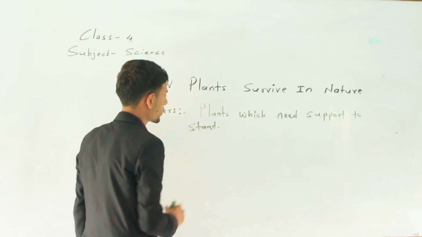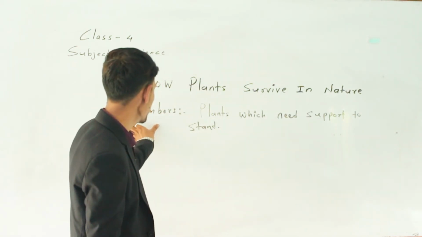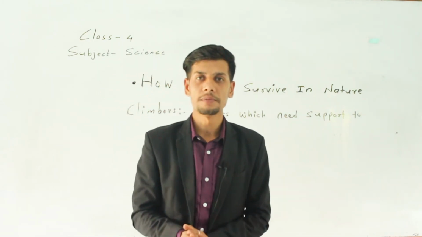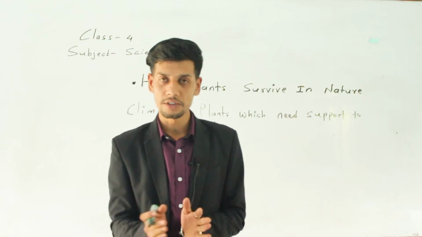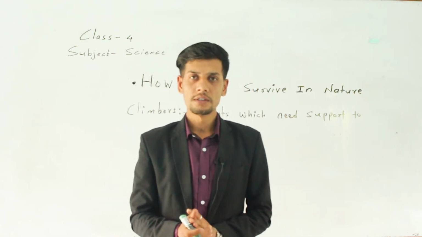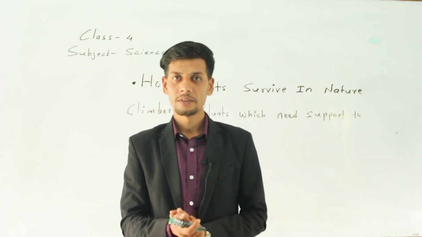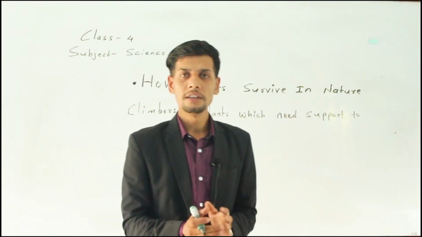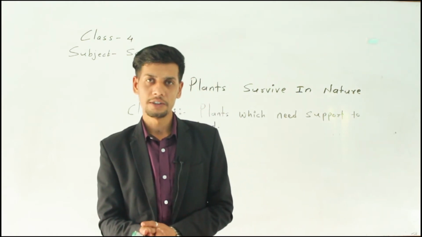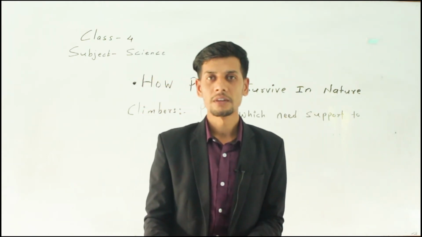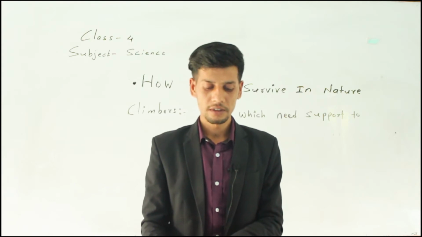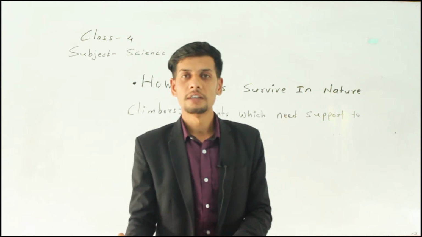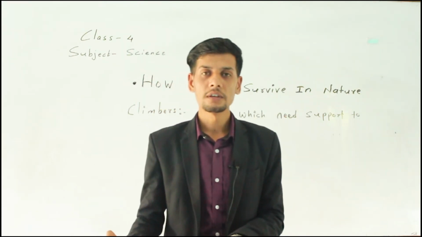So can you give some examples of climbers? We can see different types of climbers in our nature, such as money plant. You know money plant, which needs support to stand. Similarly, cucumber plant also needs support to stand. Similarly, peas, beans, etc. They are some examples of climbers.